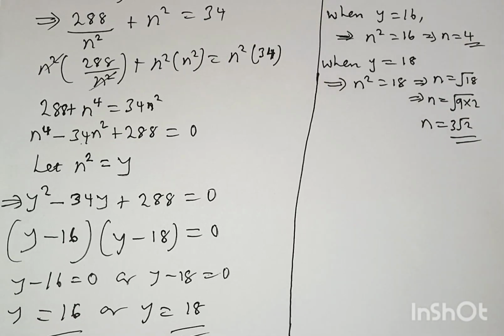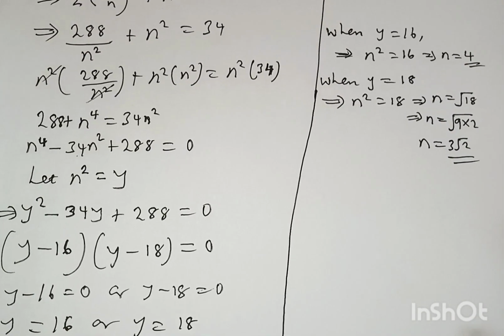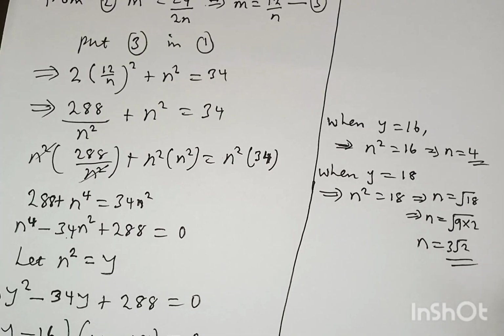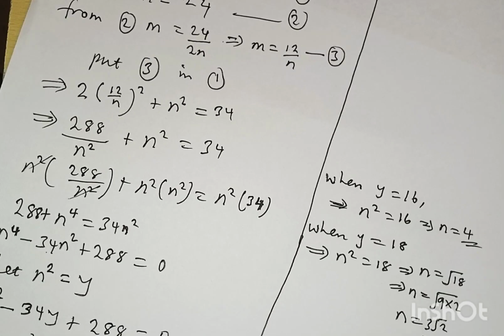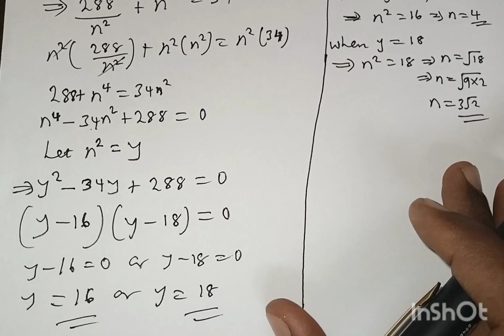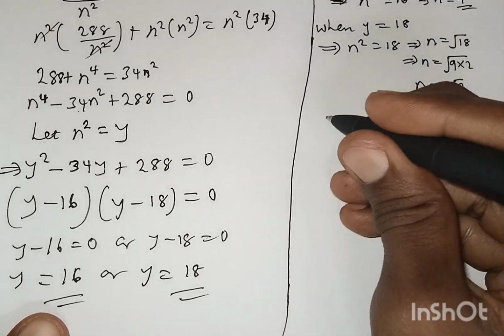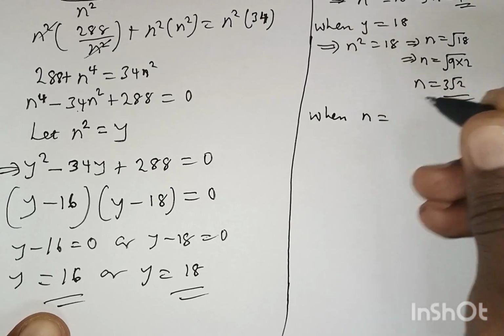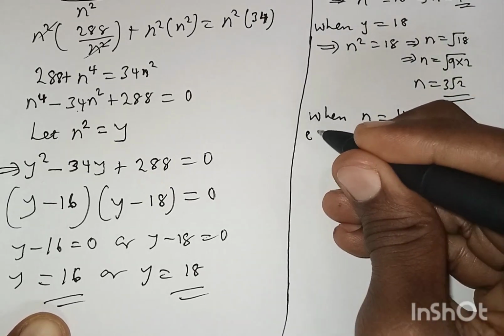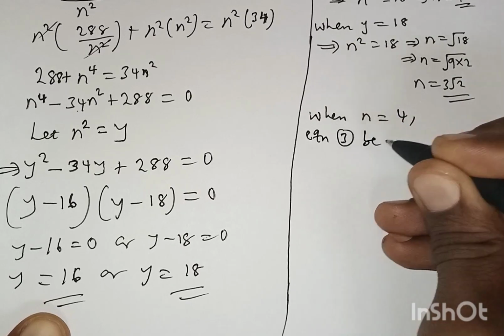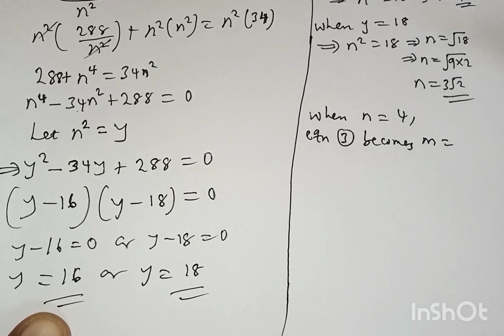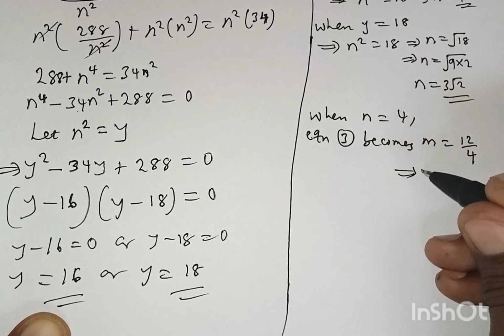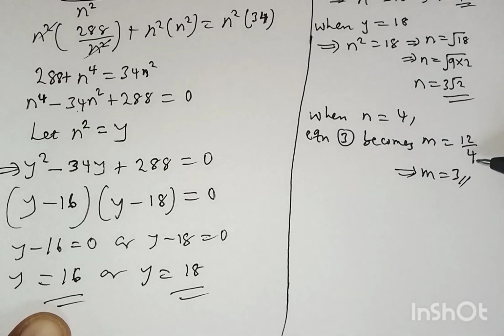So we go back now to equation number 3, which says m is the same thing as 12 over n. We go back there and substitute. When n is 4, equation 3 becomes m equals 12 over n, which is the same thing as 12 over 4. So this means m is 3, because 12 over 4 is 3.